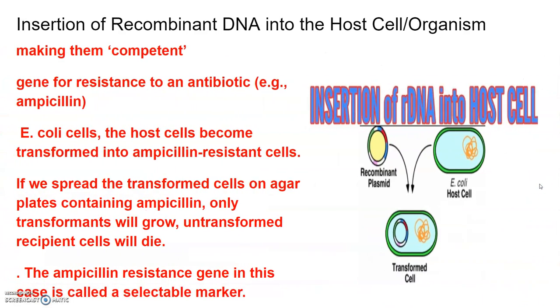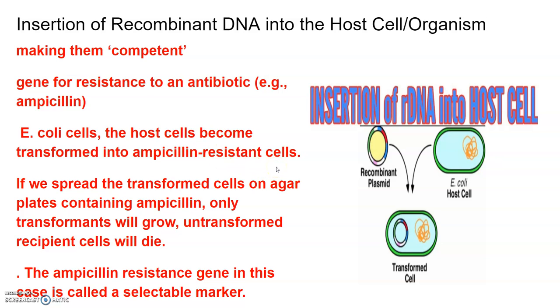Now the next step is insertion of the recombinant DNA into the host cell or organism. There are several methods of introducing the ligated DNA into the recipient cell. The recipient cells, after being made competent to receive, take up DNA present in their surroundings. So if the competent cells receive DNA bearing a gene for resistance to an antibiotic, for example ampicillin, and it is transferred into E. coli, the host cells become transformed into ampicillin resistant cells.